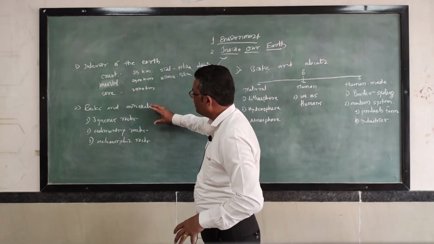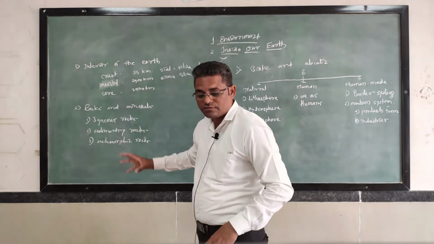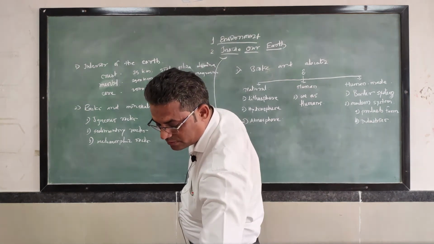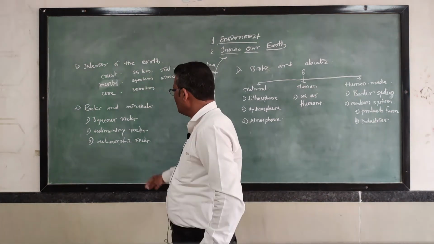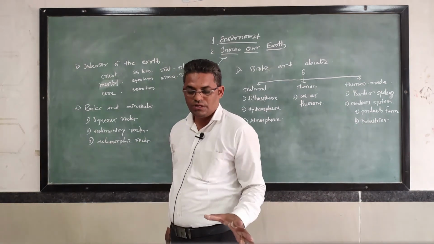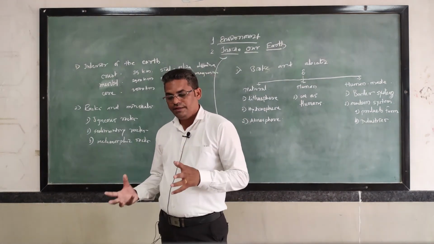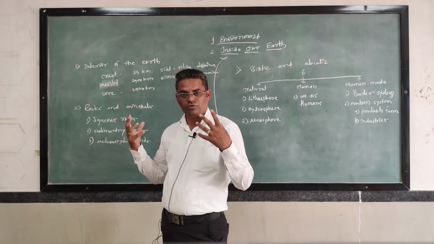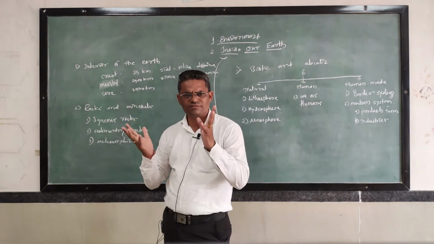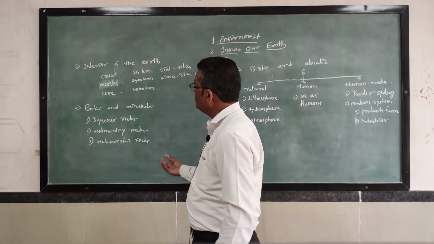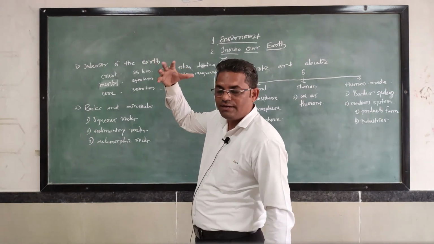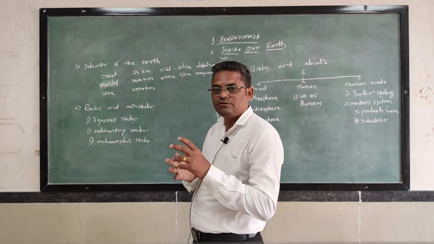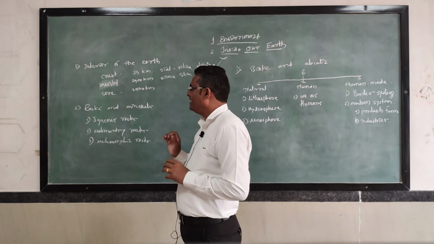Then the second point will be rocks and minerals. What kind of rocks and minerals are found on the earth? Mainly there are three types of rocks found on the earth: igneous rocks, sedimentary rocks and metamorphic rocks. See, what are igneous rocks? Igneous rocks are formed when the lava comes out of the earth from open sources or earthquake or volcano. Open sources means live volcanoes. When that lava comes on the earth, it cools down, turns into solid and turns into rock. Those rocks are called igneous rocks.